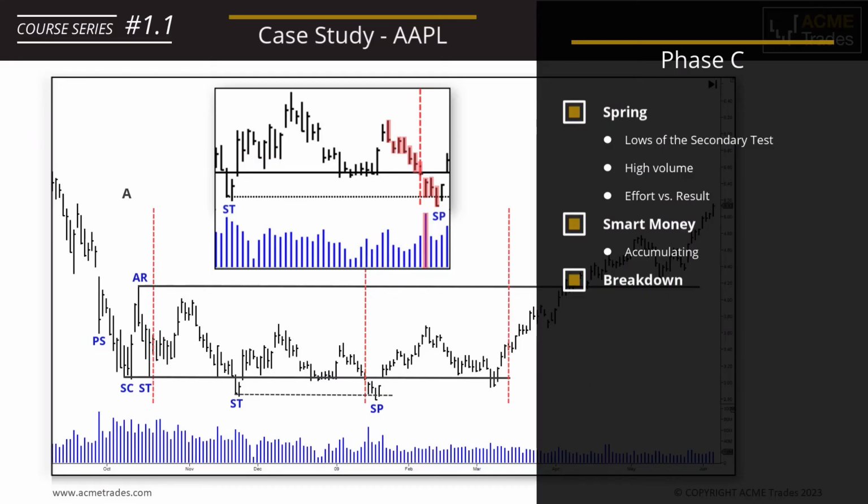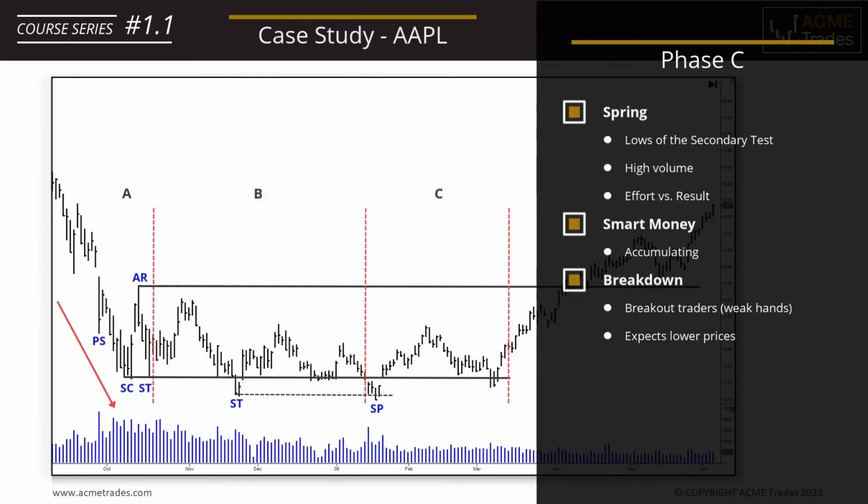And the weak hands again being the breakout traders who are expecting lower prices as price was coming down. This was support. As we break down, they're expecting the trend to continue. And or again, people who may have positioned themselves correctly over here, or over here. This would be a logical place for a stop placement, and this would be triggered.